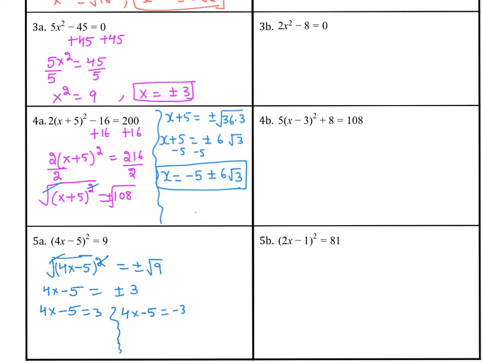So it means that you're going to do the operations here to find the x value, and there are going to be two x values. 4x equals 8, 4x equals 2. So one answer for x is 2, and this one would give you x equals 1 over 2.